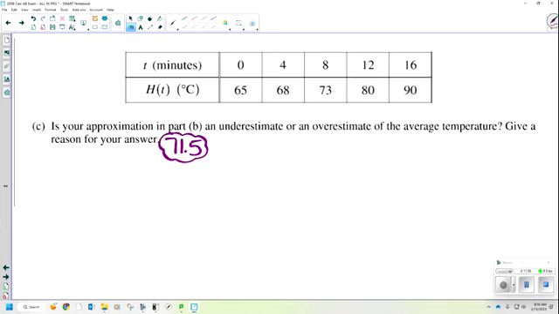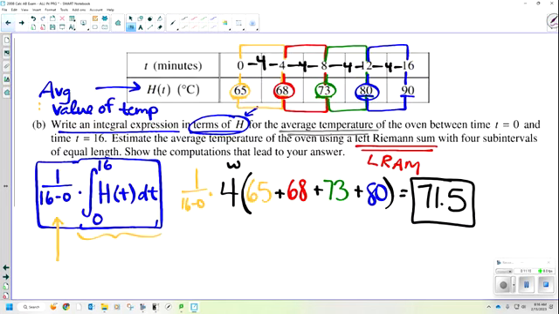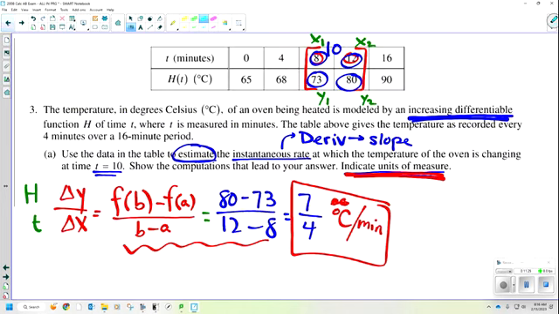And give your reason. So for part B, and I'm going to go back here for a second, we used LRAM. It tells us left Riemann sum. Let's keep that in mind. What else it tells us, and I'm going to go back one more to the beginning when they first gave us information, it also tells us that this is an increasing differentiable function. H is always increasing.